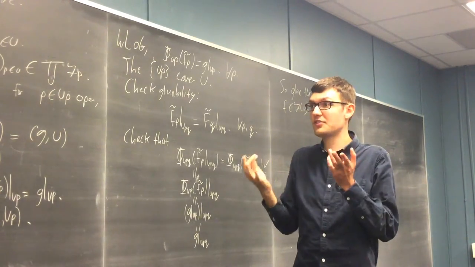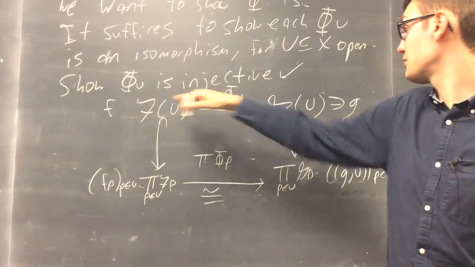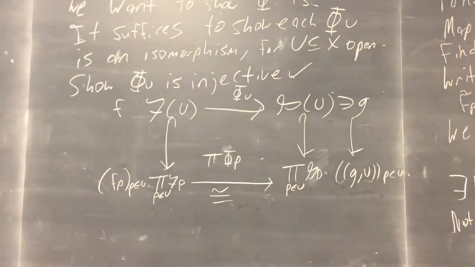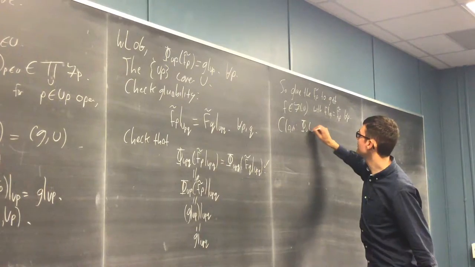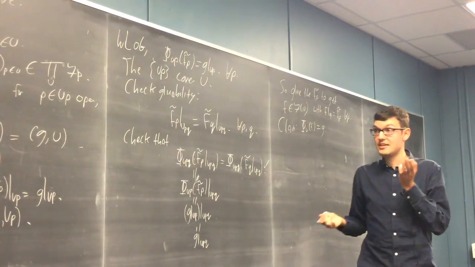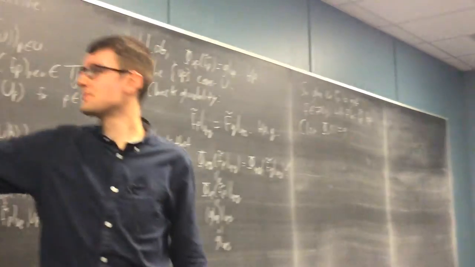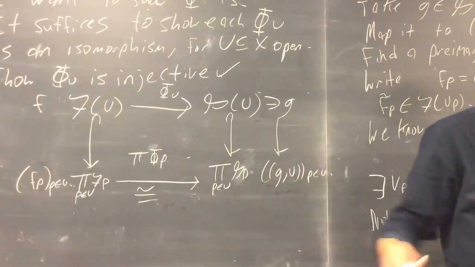So we want this to be our preimage. We've lifted this family up to some F. And then I just want to map it to G. So the claim is phi U of F equals G. But again, I have an injective map here. So it's going to be easier to check that they map to the same thing down here, and then I'll use injectivity to conclude that they're the same.